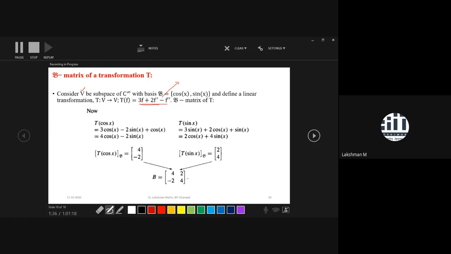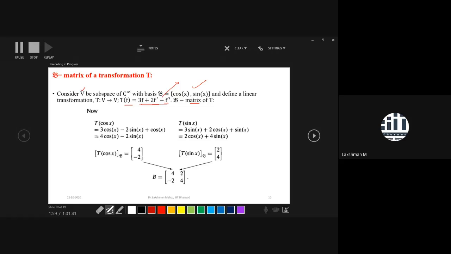And this one is the zeroth derivative, this one is the first derivative, and this one is the second derivative. So all happen to be linear transformations. That's why the composition of linear transformations, and the sum of linear transformations, again happens to be a linear transformation. Now we will find the beta matrix of this transformation. That means we will find the matrix of this given transformation with respect to this basis.